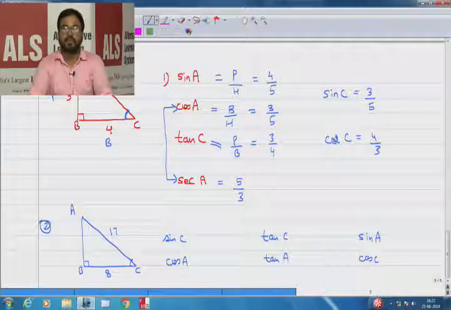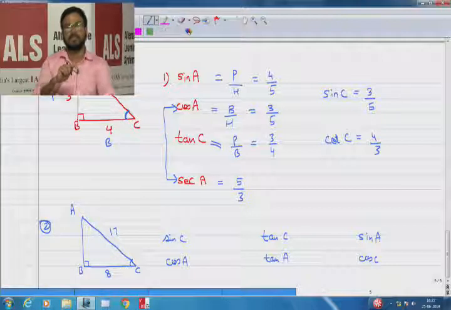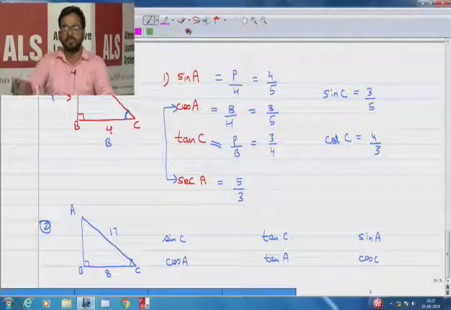So first of all, in the previous question I gave all 3 sides, but this time I have not given one of the sides. So using the Pythagoras theorem, you have to find the missing side, then you have to find these 6 trigonometric ratios.